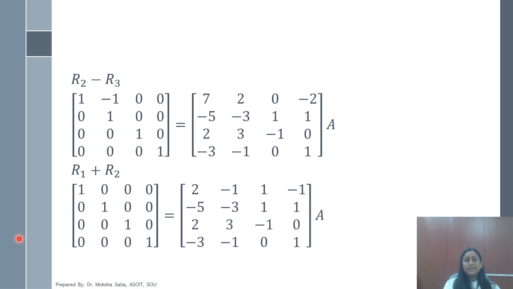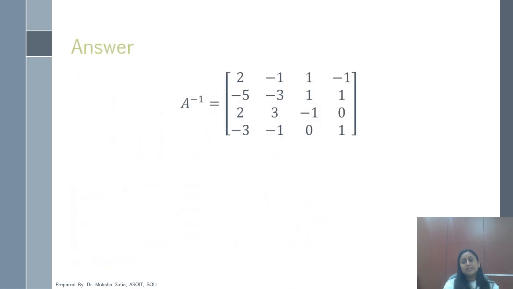In the left hand side we can see there is an identity matrix of order 4. That's why we have achieved our Gauss-Jordan method for the inverse matrix. We have the right hand side matrix, which is B, and that's why I4 is equal to A inverse into A. As we know, this matrix B is nothing but our A inverse, and that's why A inverse is 2 minus 1 1 minus 1, minus 5 minus 3 1 1, 2 3 minus 1 0, minus 3 minus 1 0 1.